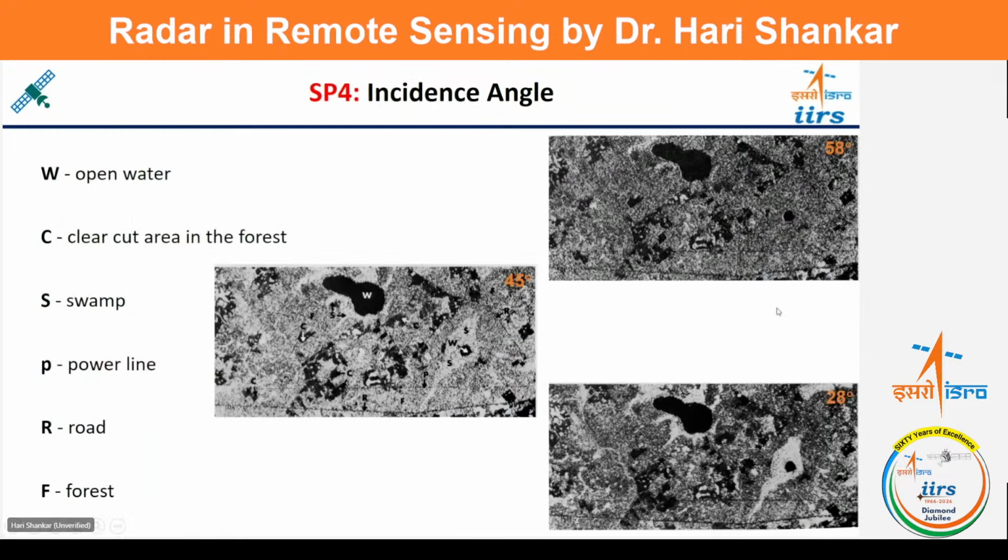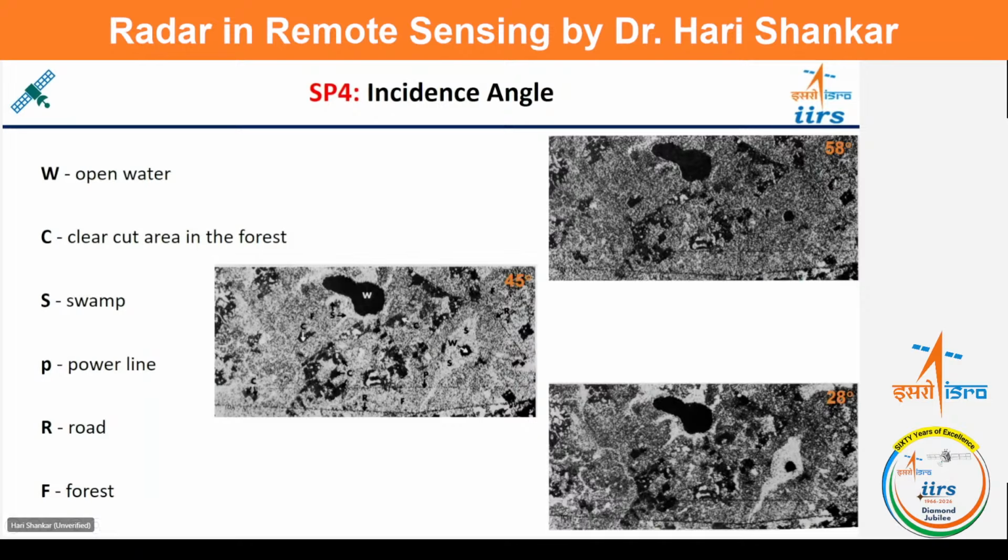Also, we can acquire the images and we can have different quality of images. Here you can say this is 58 degree, this is 45 degree, this is 28 degree. So incidence angle is going to decrease. So here you can see this again depends on the terrain.